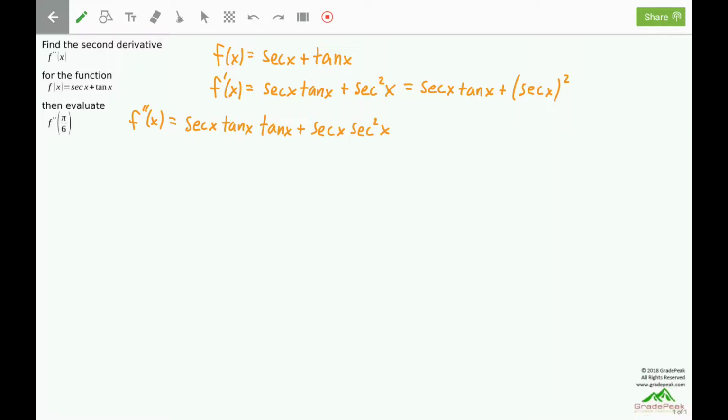And now we have the second term, which will follow a power rule. Bring the power down, leave the inside alone, subtract 1 from it, it will now be to the first power, but then multiply by the derivative of the inside of the power, the derivative of this, which is a secant derivative, that's a secant tangent.